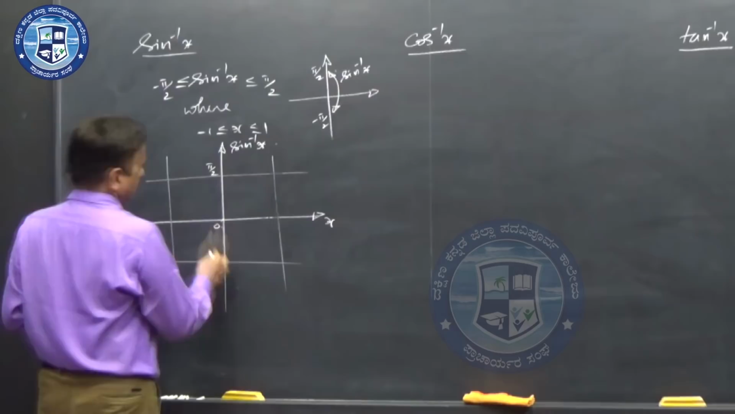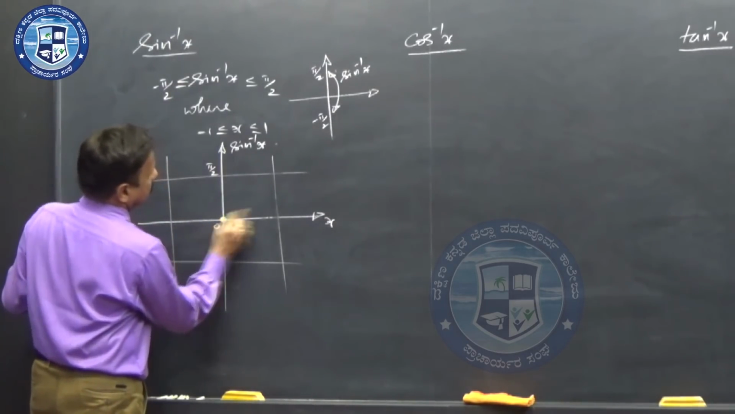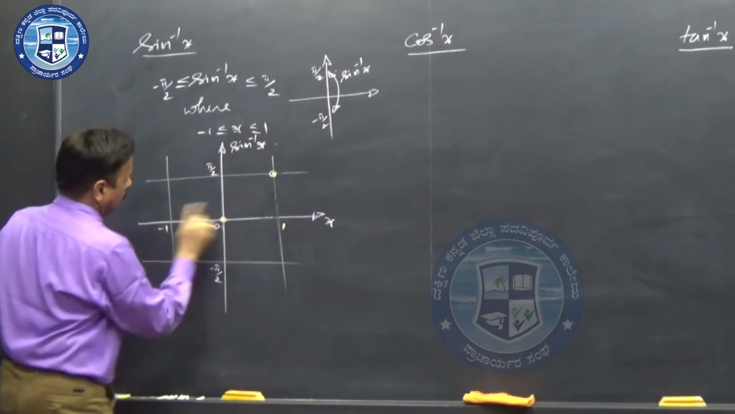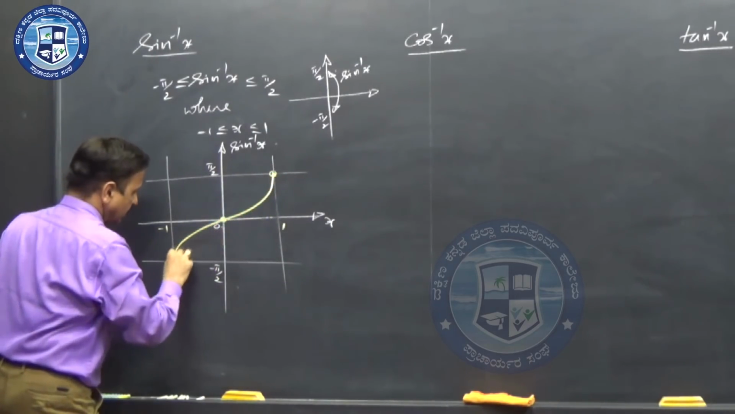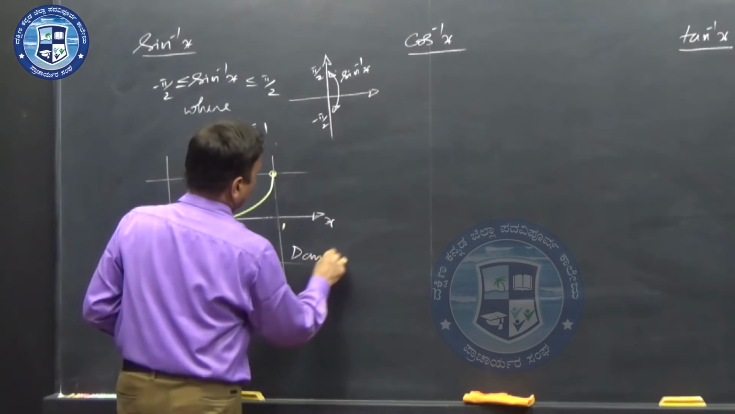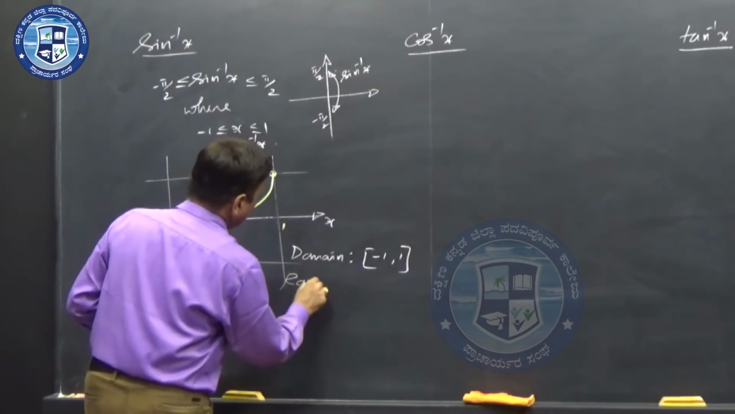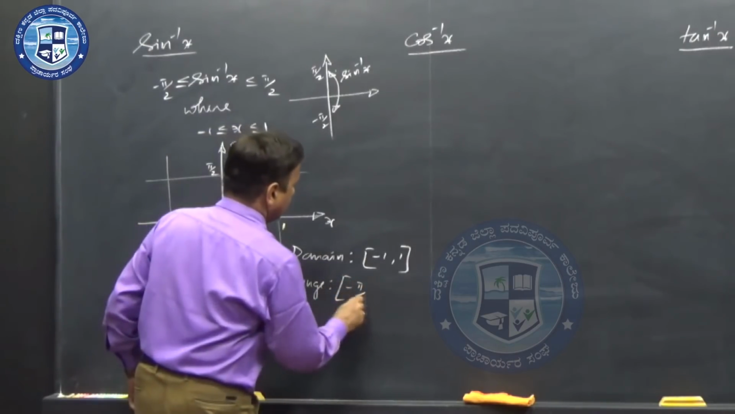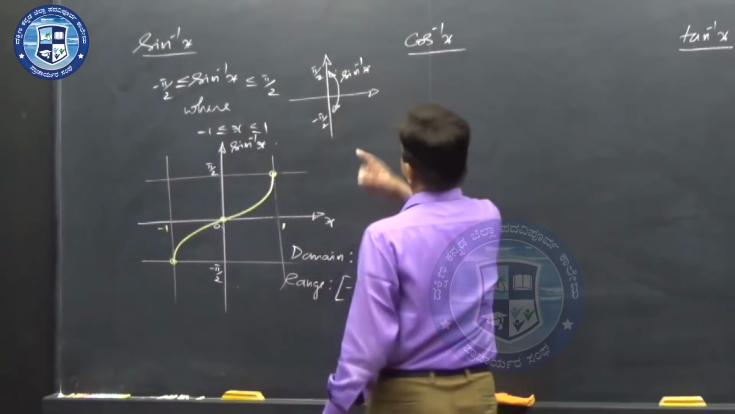Look at this: sine inverse 0 is 0, sine inverse 1, that is x equals 1, is pi by 2, and sine inverse minus 1 is minus pi by 2. The graph is like this. The domain is the values of x between minus 1 and plus 1, and the range is the values of sine inverse x, which can vary between minus pi by 2 and plus pi by 2, closed interval. This is about sine inverse x.